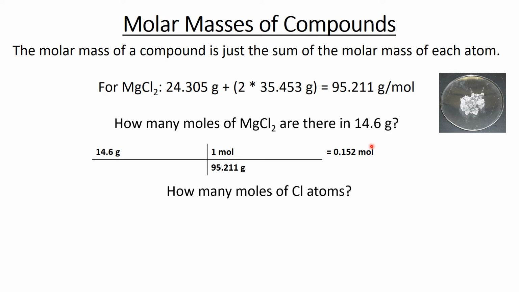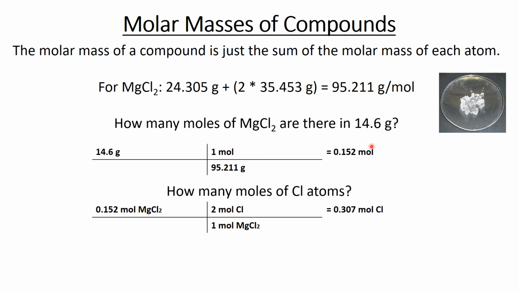And then, if we want to figure out how many moles of chlorine atoms are in this, well, I can say I have 0.152 moles of magnesium chloride, and then I just got to convert magnesium chloride into chlorine. The ratio between magnesium and chlorine is 1 to 2. So 1 mole of magnesium chloride is 2 moles of chlorine, and that's saying I have 0.307 moles of chlorine in my sample.